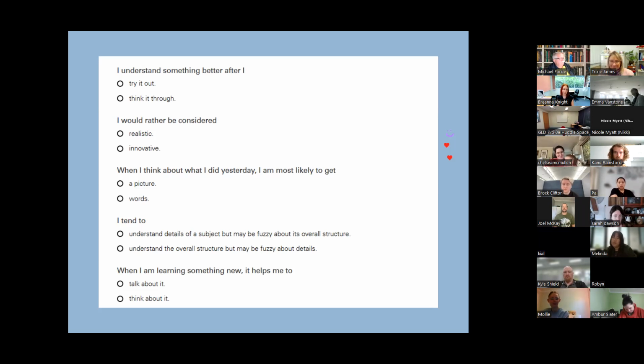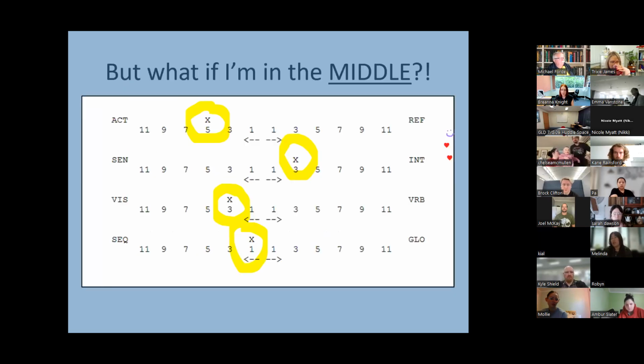Okay, so this is what it will look like. Like I said, just initial reactions. Don't mediate on this. Now, when you have gone through and had a go at that inventory, you're going to end up with a scale sort of like this. So you can see here: active, reflective, sensing, intuitive, visual, verbal, sequential, global.